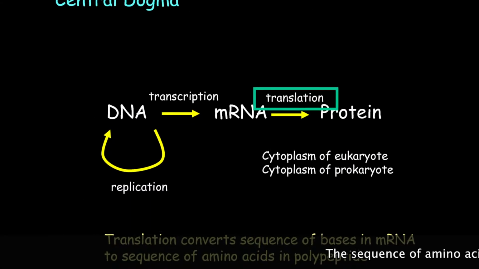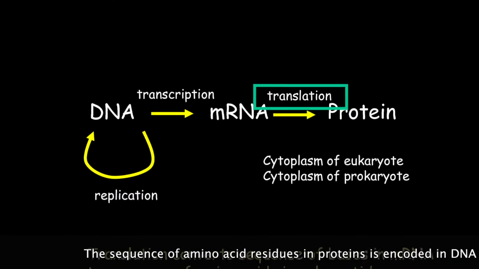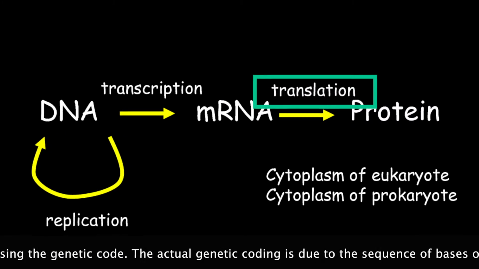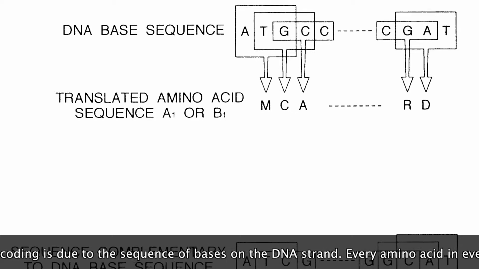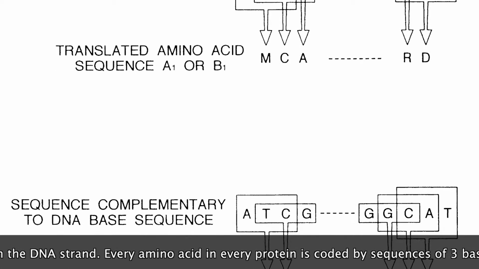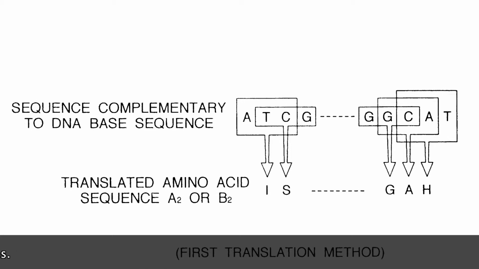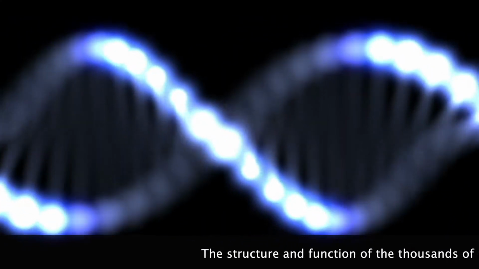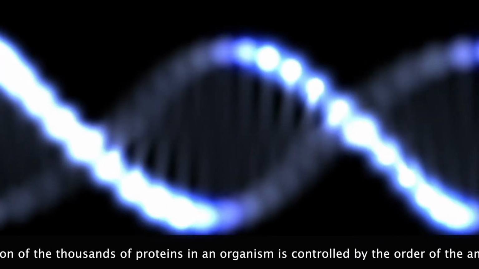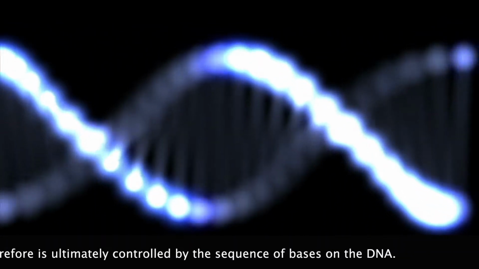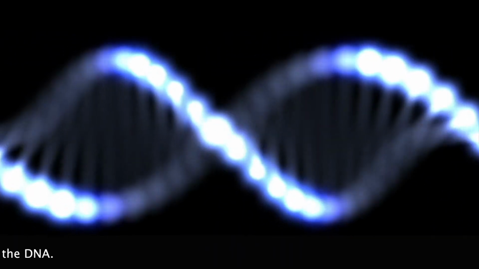The sequence of amino acid residues in proteins is encoded in DNA using the genetic code. The actual genetic coding is due to the sequence of bases on the DNA strand. Every amino acid in every protein is coded by sequences of 3 bases. The structure and function of the thousands of proteins in an organism is controlled by the order of the amino acids in the protein, and therefore is ultimately controlled by the sequence of bases on the DNA.